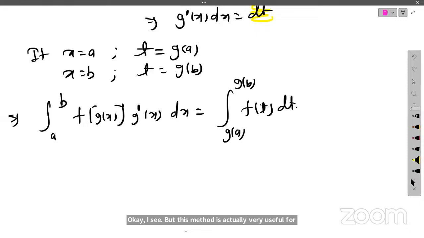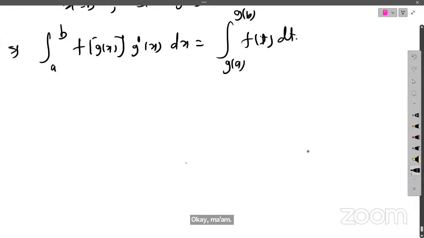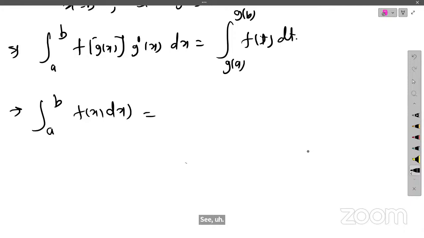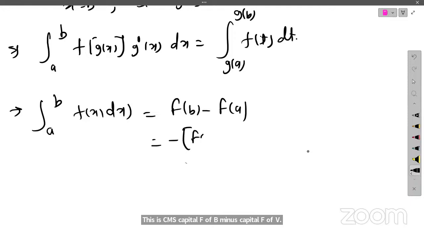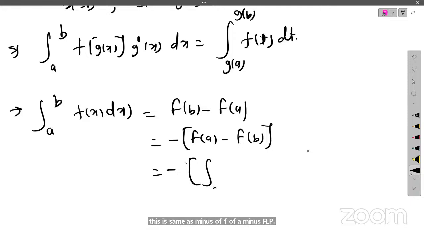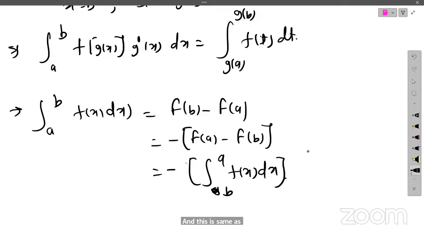Okay, ma'am. Oh, sorry. I think I got it. It's very easy. See, integration a to b of f of x dx is the same as capital F of b minus capital F of a. This is the same as minus of F of a minus F of b, and this is the same as integration b to a of f of x dx. That's how you can prove it, just by using the fundamental theorem of calculus. Is that clear?